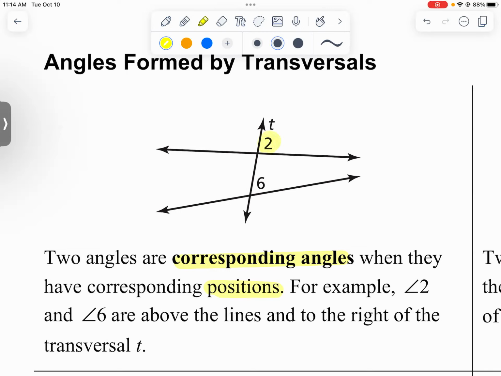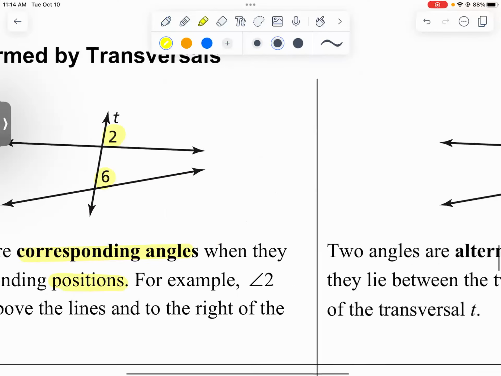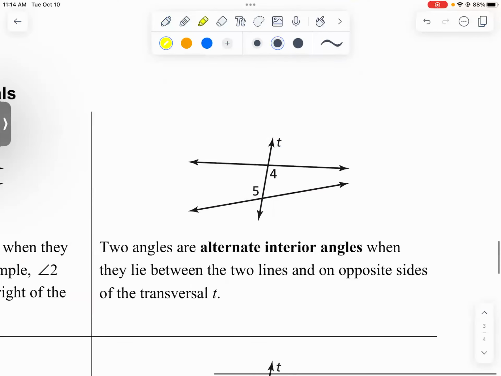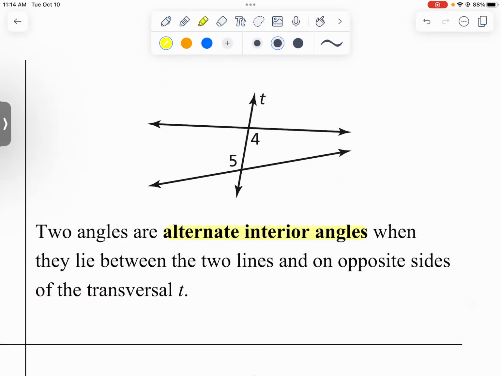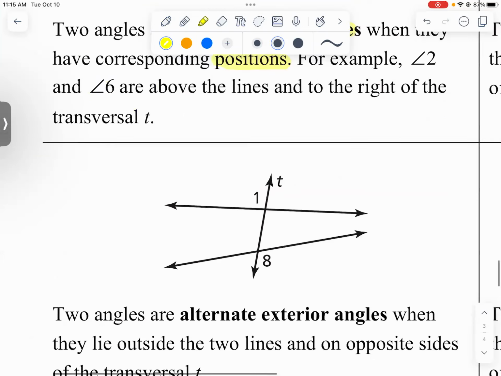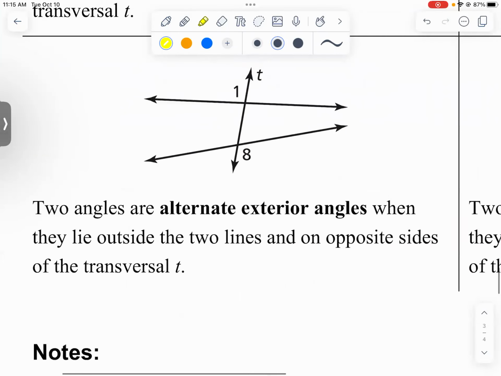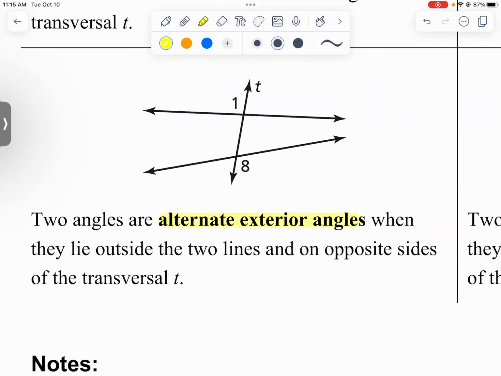Notice how in the four angles, they're in the same place for each of them. So corresponding, they're like in the same place. Alternate interior. I feel like the name says it all, right? We're inside the two lines, hence the name interior, but we are on alternate sides of the transversal. Alternate exterior angles. Now we're outside the two lines, still on opposite sides of the transversal.